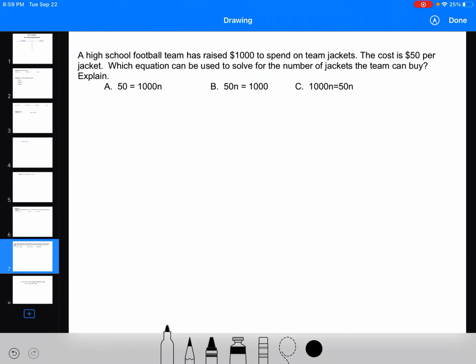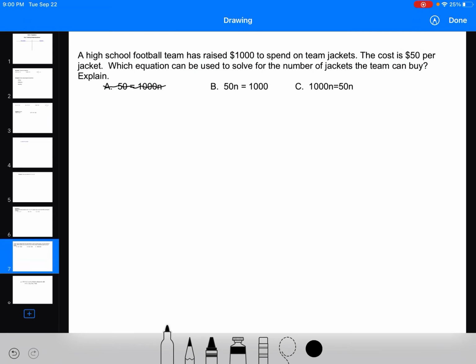Okay. Last one. A high school football team has $1,000 raised to spend on team jackets. The cost of it is $50 per jacket. Which equation can be used to solve for the number of jackets? Okay, so, well, it costs $50 per jacket. So what that means is I need to have 50N somewhere in the question, because each jacket is going to be N, and 50 times that is going to tell me how much it costs. So that means the first one can't work.